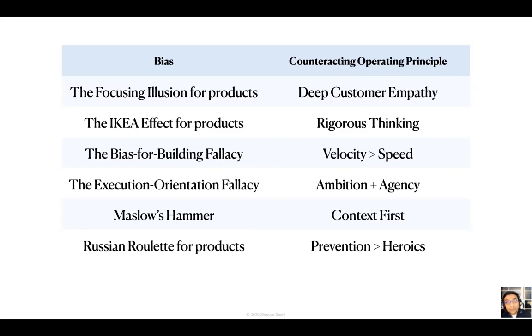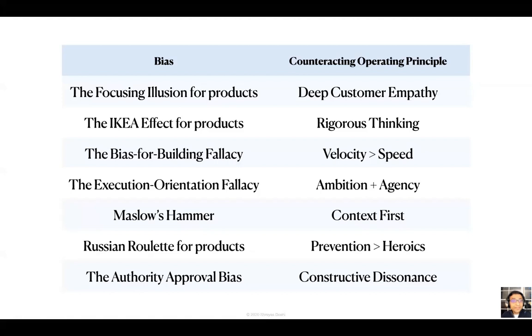To avoid getting killed in a game of Russian roulette is to understand that preventing problems is better than having to do heroics to save the day afterwards. And lastly, leaders should counteract the authority approval bias by fostering constructive dissonance, which is about going after the right answer and not to try to prove ourselves right. Note that this need not be one size fits all. You likely don't need each of these operating principles. That's where context is important. So I urge you to identify which biases your teams are most susceptible to and adopt the corresponding operating principles accordingly.